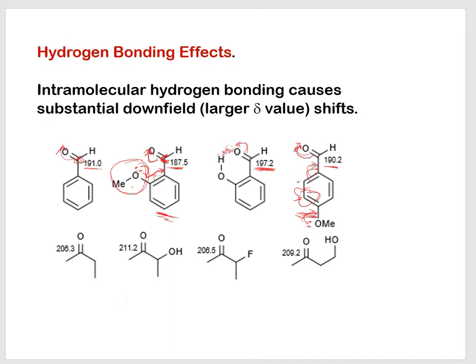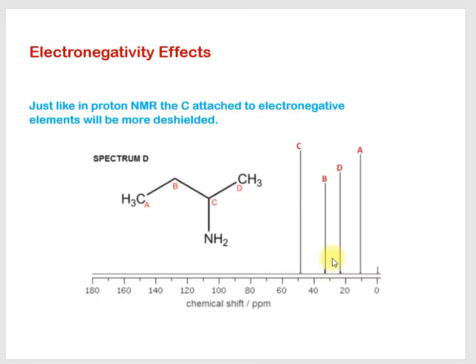So 190.2. And here also, when you have intramolecular hydrogen bonding, the chemical shift of the carbonyl is increased. So the electronegativity effect. I think by now you can predict the chemical shift.